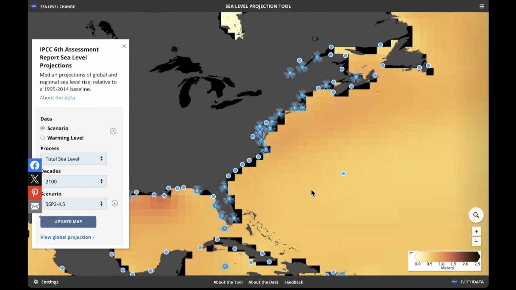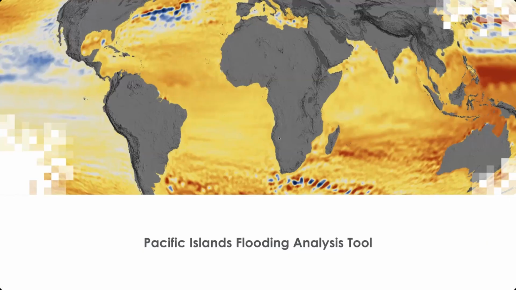Now I'm going to pass it to Phil Thompson to present the flooding analysis tool. Okay, thank you, Bob. Appreciate that introduction to the sea level rise projections. So now what I'm going to do is take the baton from you, and I'm going to switch over here and talk about the Pacific Islands Flooding Analysis Tool, which is taking those sea level rise projections that Bob just talked about and then applying them to figure out how the changes in flooding frequency will evolve going forward over the rest of the century based on those projections.